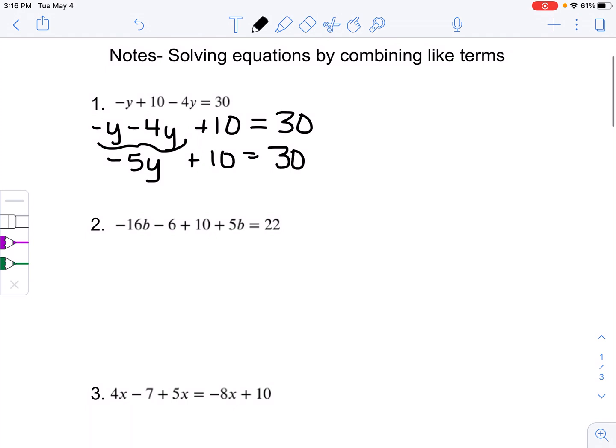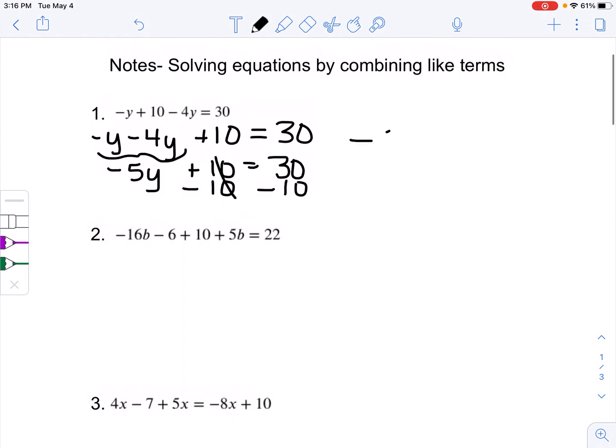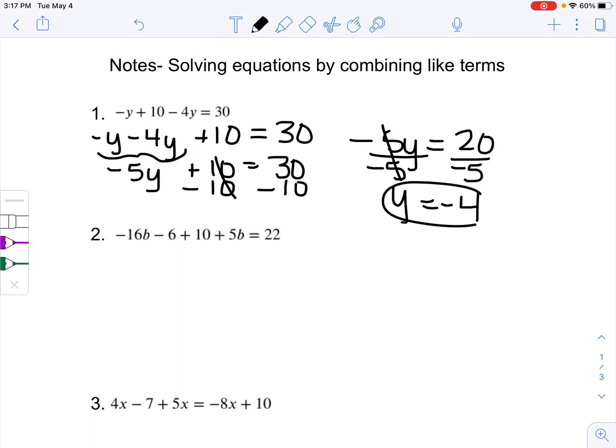I'm solving for y, so I want to get this constant 10 over to the other side, so I'm going to subtract 10 from both sides. And that leaves me negative 5y equals 20. And then you're going to divide by negative 5, so y would equal negative 4.